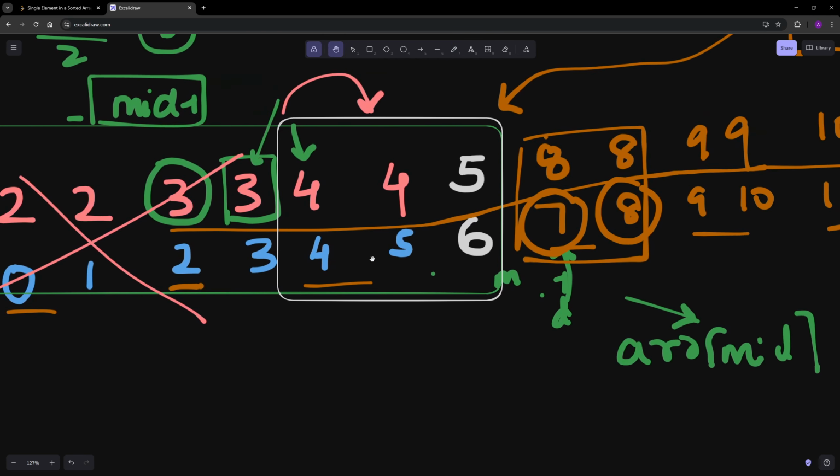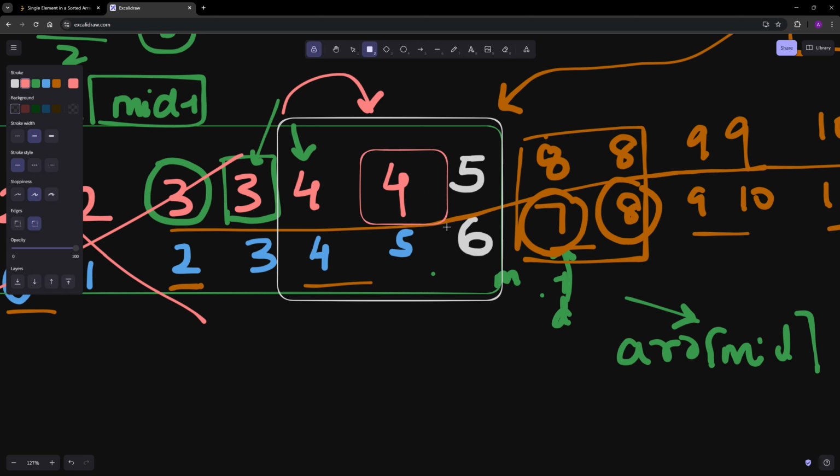Now try to understand. Again, we will try to calculate the mid from this point. So 4 plus 6 divided by 2 gives me 5. And mid is perfectly over here. Mid is at 4. Now, you might ask me, hey, what shall we do now?